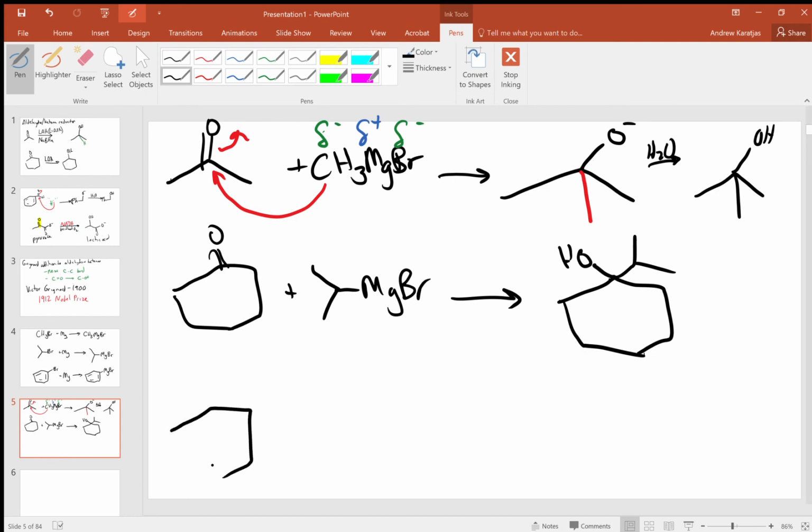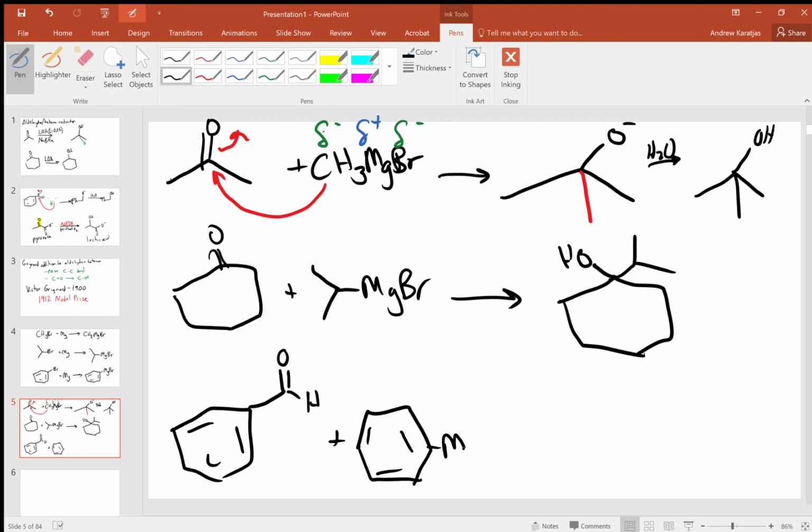Or we could do this with an aldehyde as well. So here's benzaldehyde with phenyl magnesium bromide. And again, we're going to form a new carbon-carbon bond between the carbon of the Grignard and the carbon of the carbonyl.